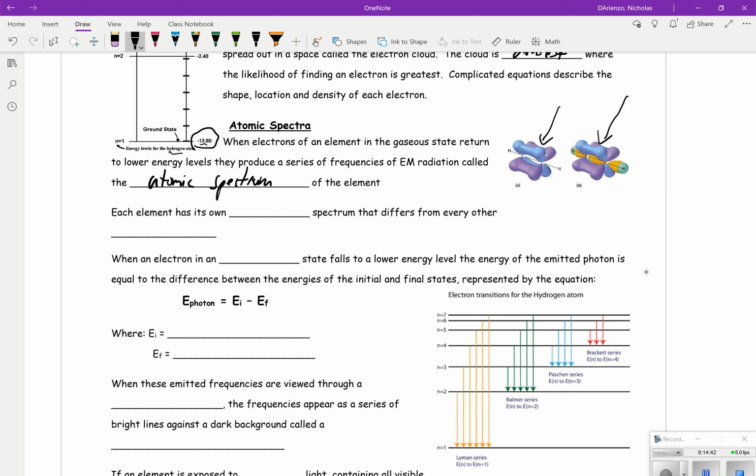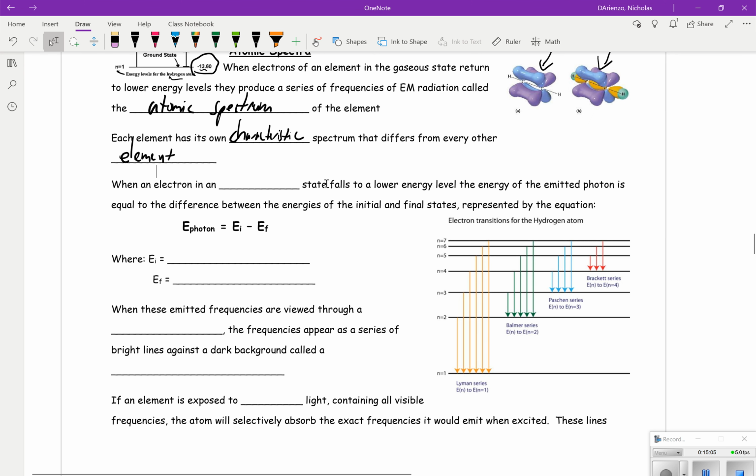Now, each element has its own characteristic spectrum that differs from every other element. So we can use this property to identify elements in an unknown sample, because each element is going to give off its own specific, unique, characteristic spectrum that can be used to identify it from any other element.